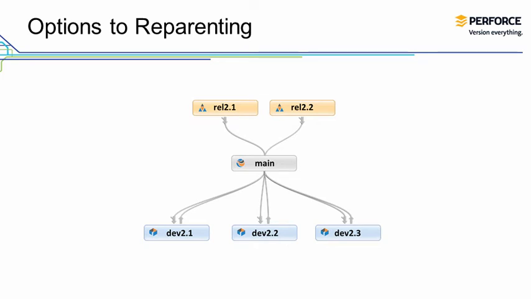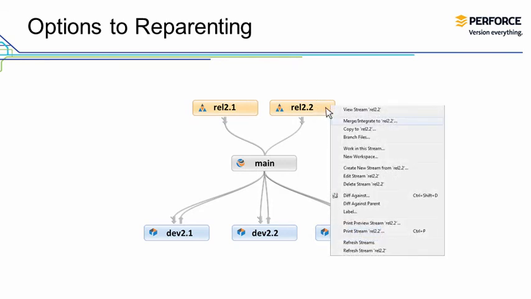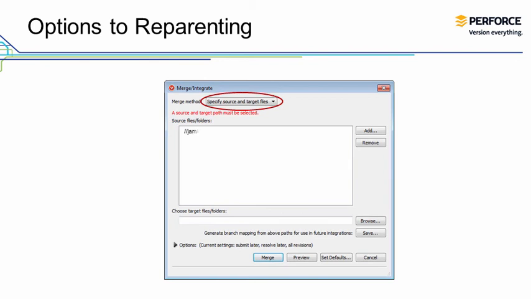Are there other options to reparenting? In the case where you need to integrate changes across streams that are not related and you don't feel that reparenting is appropriate, you can always manually specify the source and target for an integration directly within the Integrate dialog, bypassing the default stream's integration behavior. Although this circumvents the built-in controls within streams for regulating the flow of change, it might sometimes be necessary.